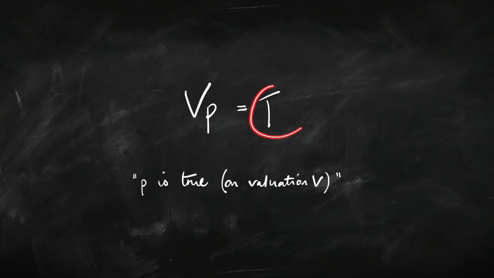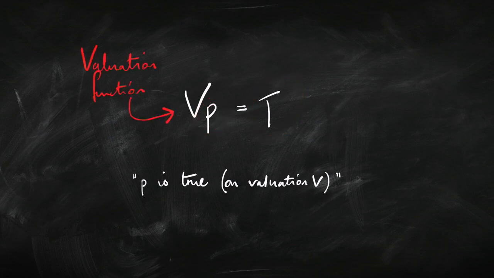And we're going to write that as T, or if it was falsity, F. So we're going to write lots of things like this. V(P) = T, and that means that valuation V assigns the letter P the value T for truth. Here is our valuation function, that is the V. Here is our truth value, that's the T. And we read this as saying P is true on valuation V, or P is true according to valuation V, or we could say valuation V makes P true. They all mean the same thing. So the job of a valuation function is to assign a T or an F to each of the primitive sentence letters, P, Q, R.